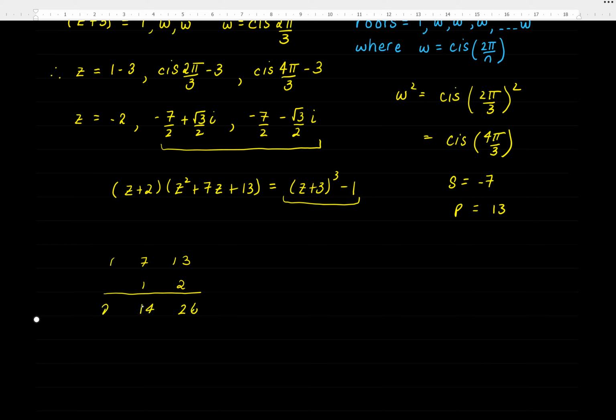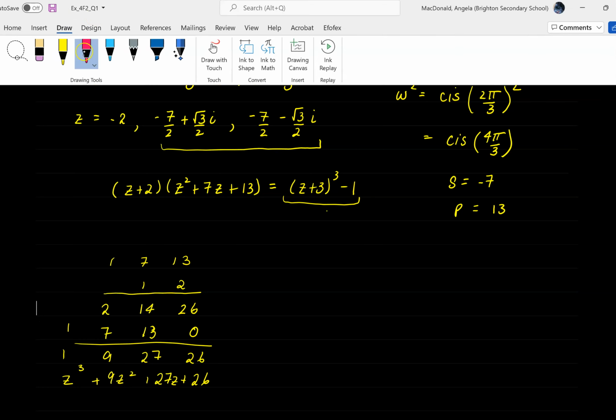So we've got 1, 4, 1 times 2 is 2, put your 0 there. We've got 13, 7 and 1, add that up. 26, 27, 9 and 1. So this is saying if we expanded, we would get z cubed plus 9z squared plus 27z plus 26.